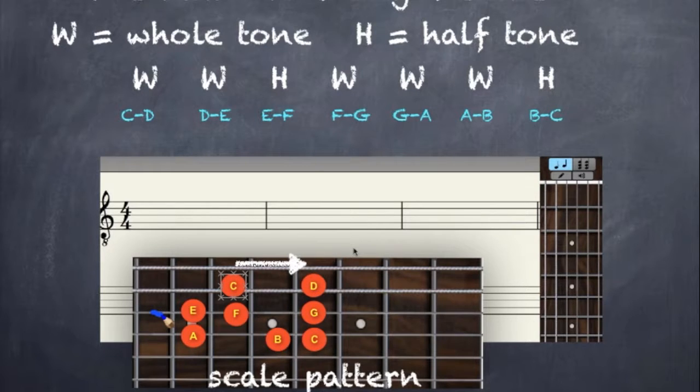So now to play the A, we shift to the 3rd string, 2nd fret. Then the A to B is a whole tone. And the B to C is a half tone. Starting on C.